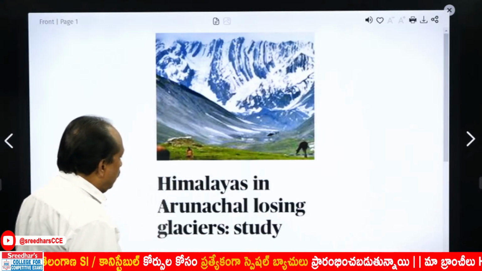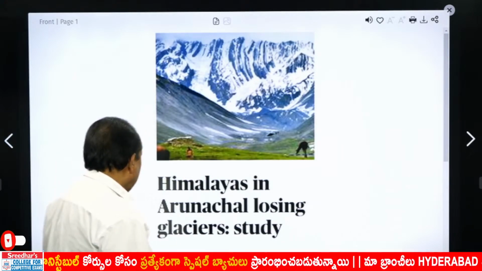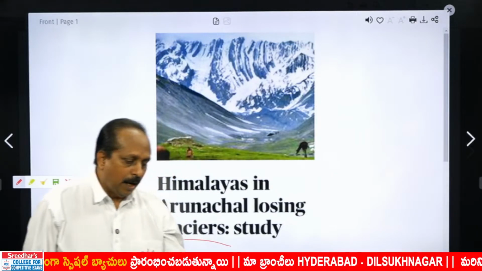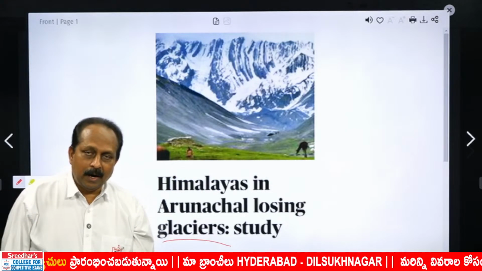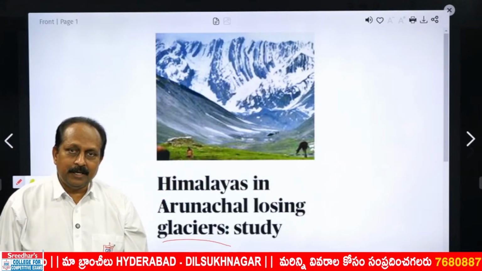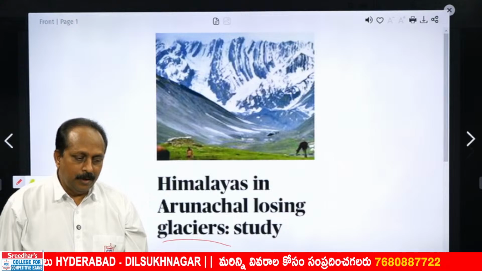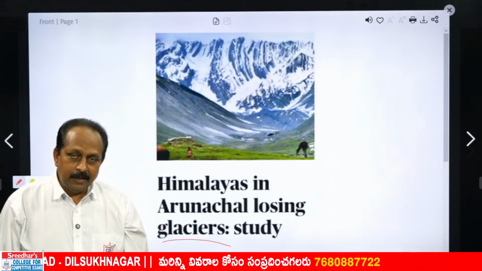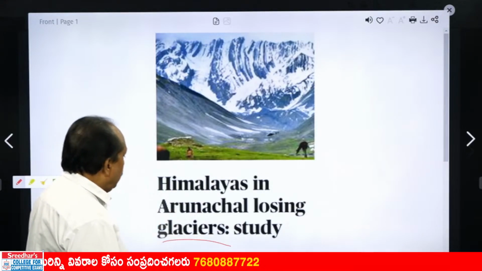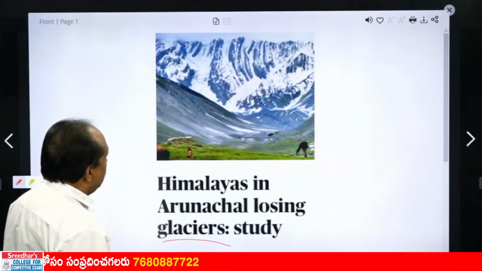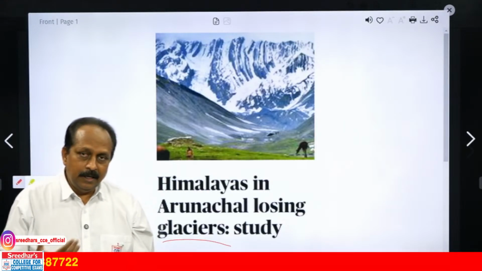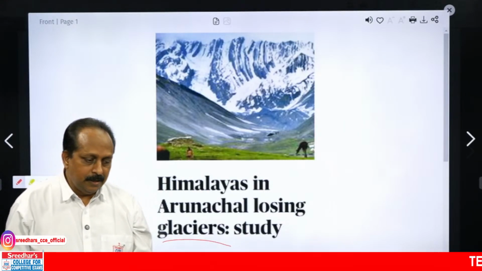Himalayas in Arunachal losing glaciers. Important word, important news item. Today, we all know climate change, the temperatures are going up, rising like anything, unable to control, and all this because of anthropogenic, means what? Man-created problems. And now, because of this rise in temperatures, the glaciers are melting, which is not a good sign. Himalayas in Arunachal losing glaciers. When the temperatures go up, obviously what happens? The glaciers, they melt, they disappear.